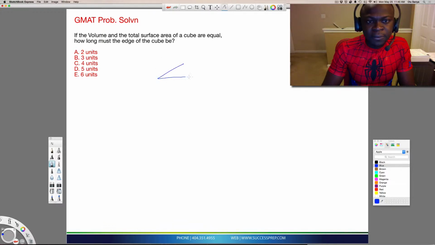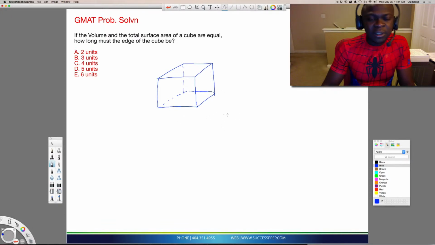Okay. I find out that a lot of people are really bad at drawing cubes. So whichever way you have to learn how to do that, you want to be able to do that because the test asks a lot of cube questions, three-dimensional questions. So you want to be okay at least drawing a quick sketch. Okay, so this is what we have. We have something that looks like this.